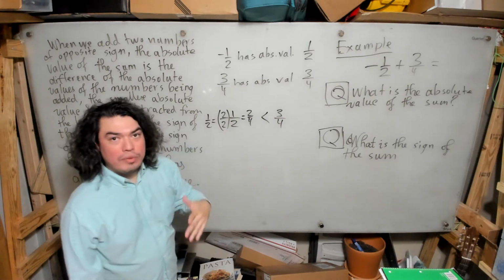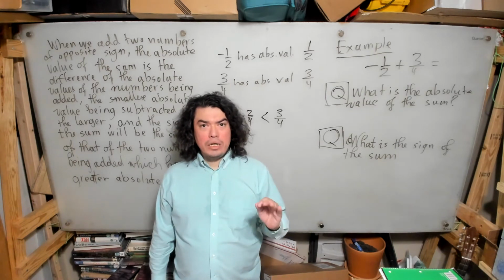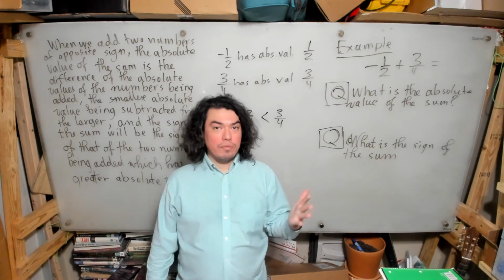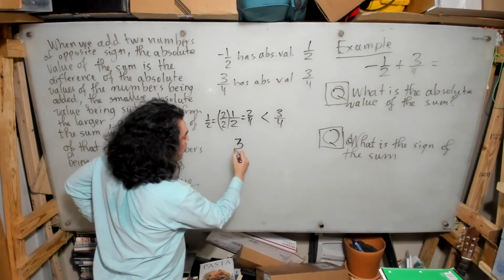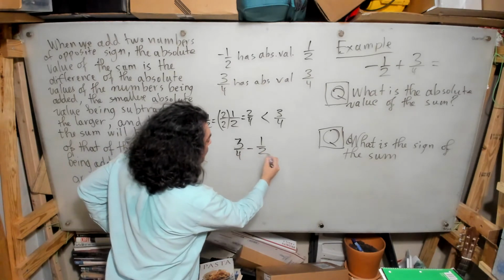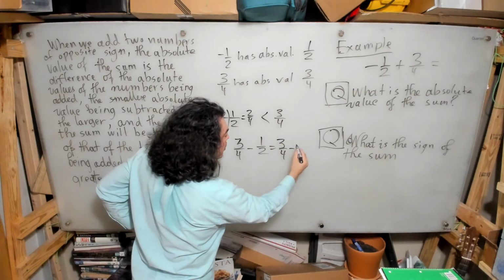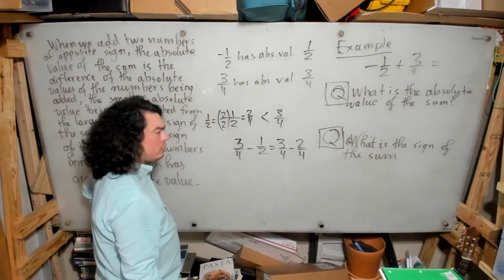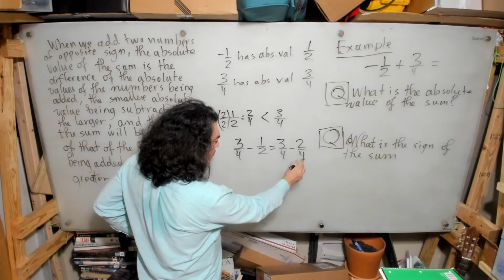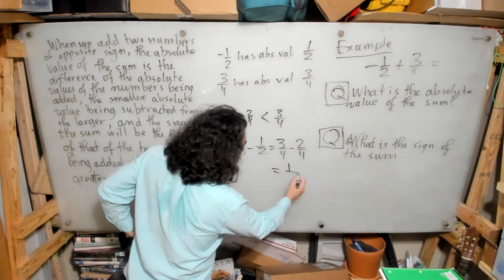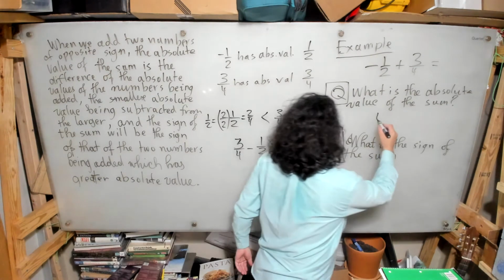So first of all, what will be the absolute value of the sum? The absolute value of the sum will be the difference of the absolute values, where the smaller absolute value is subtracted from the larger. In other words, now that we know that 3/4 is bigger, it'll be 3/4 minus 1/2. But we just saw that that's the same as saying 3/4 minus 2/4. And now, how do we subtract fractions with the same denominator? We subtract the numerators and keep the denominator. What is 3 minus 2? 1/4. So now we know the absolute value of the sum, 1/4.